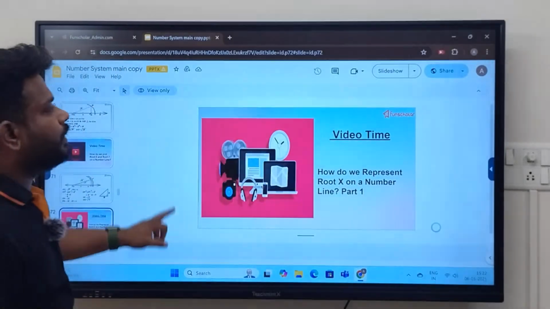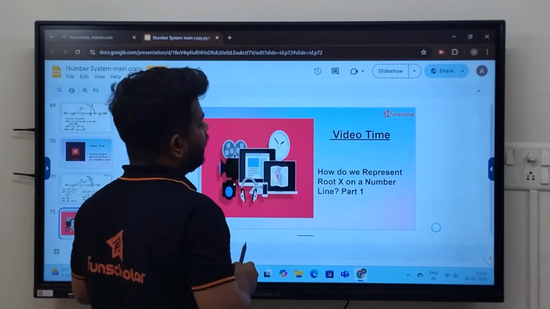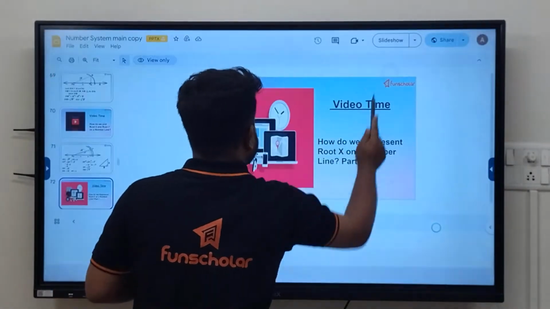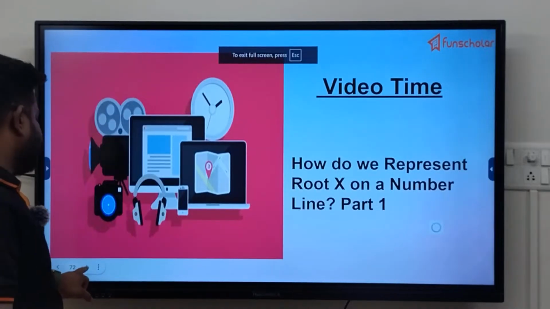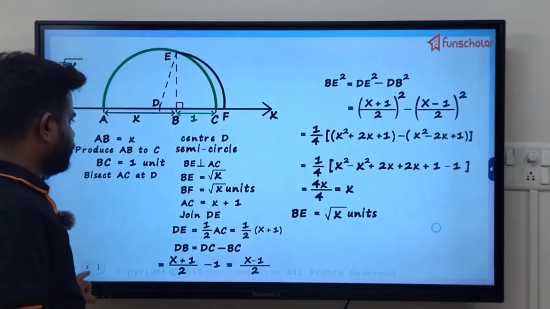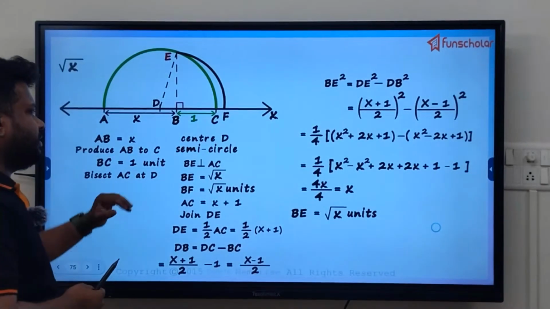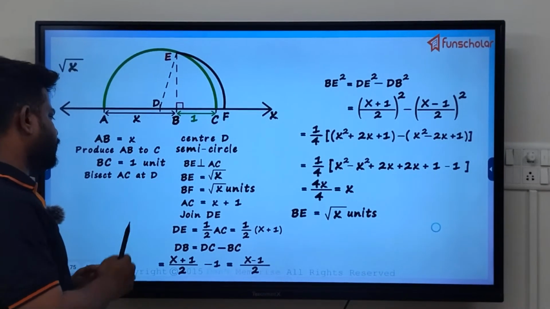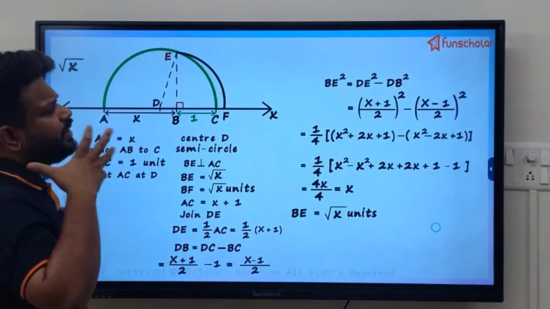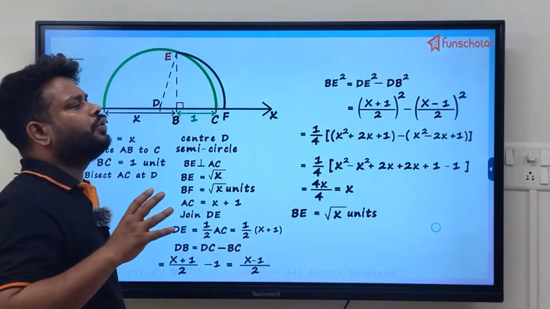So from this video we have learned how we can use Pythagoras theorem to represent any root, like root x, on a number line. This video has two more extension parts, but we won't be seeing them right now. There is another process, the semicircle method, but that process is a bit lengthy and a little bit harder. So it will be better if we stick to only the Pythagoras theorem method.